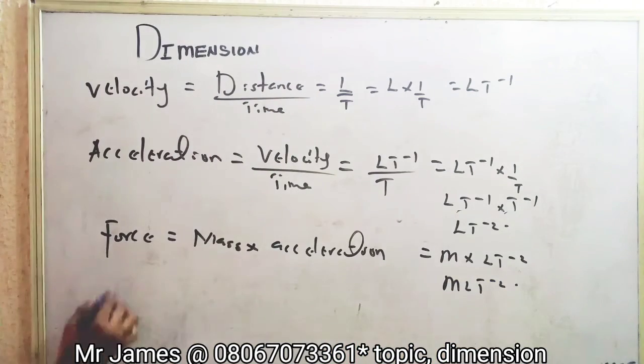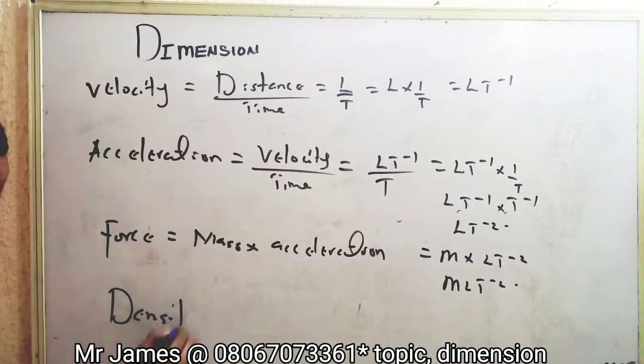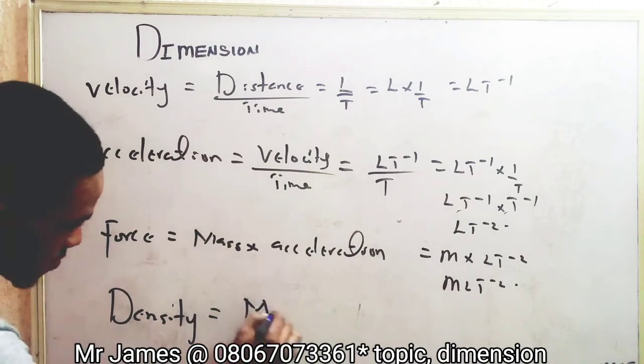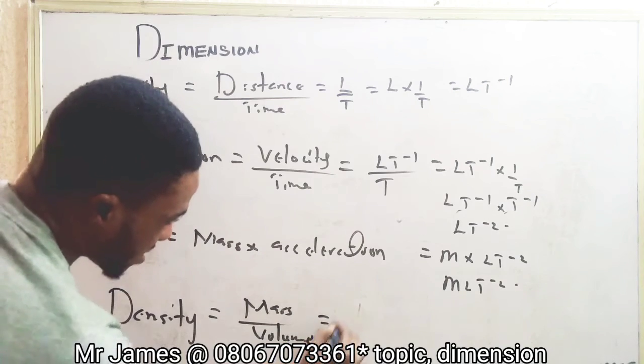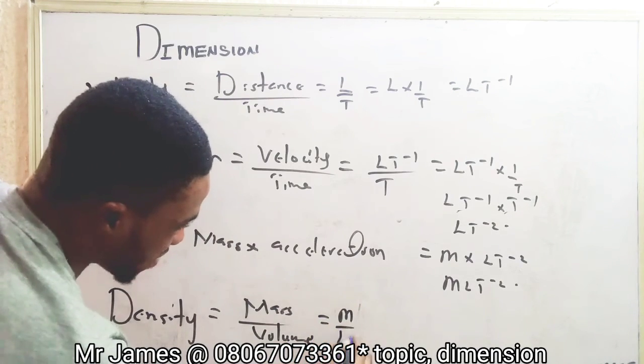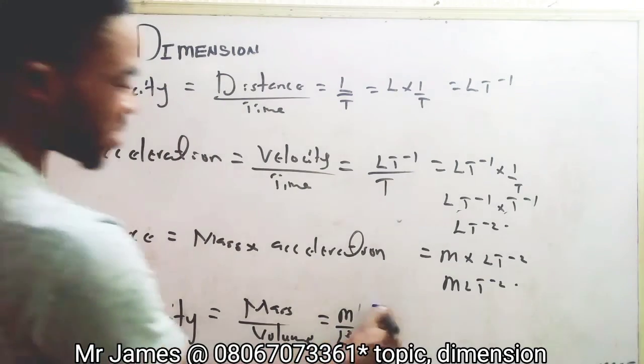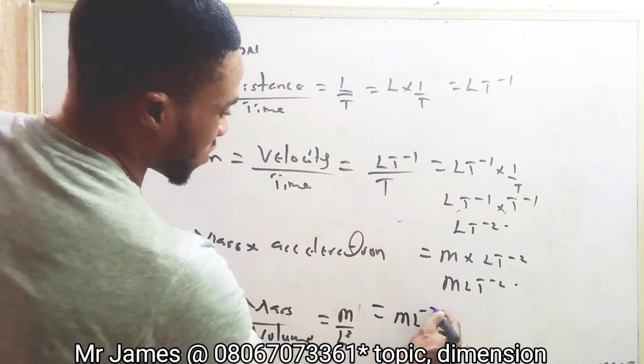So let's take another one, which is density. We know that the formula for density is mass over volume. Mass is given as M. Volume is given as L raised to power 3. Bringing this thing up, I have M L raised to power minus 3.